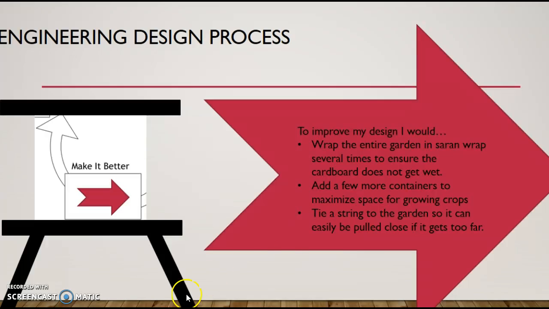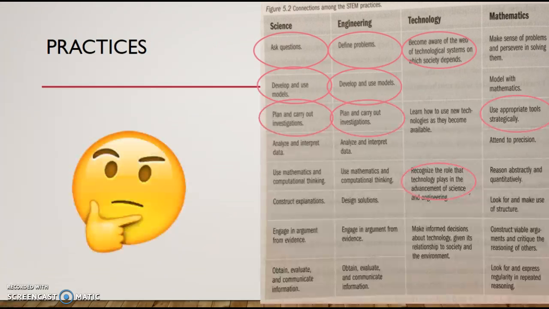I also would like to make it a little bit bigger. Obviously, it was a pretty small garden. I wouldn't be able to get a whole lot of crops out of that. So I could expand it and add more containers to have more space for growing crops. And I also thought it would be a good idea to tie a string to the garden. Thinking about the people of Bangladesh, if they were going to keep this garden in their yard, I wouldn't want it to accidentally float away, so we would need maybe a string to anchor it somewhere and be able to pull it in when they were ready to harvest their crops.